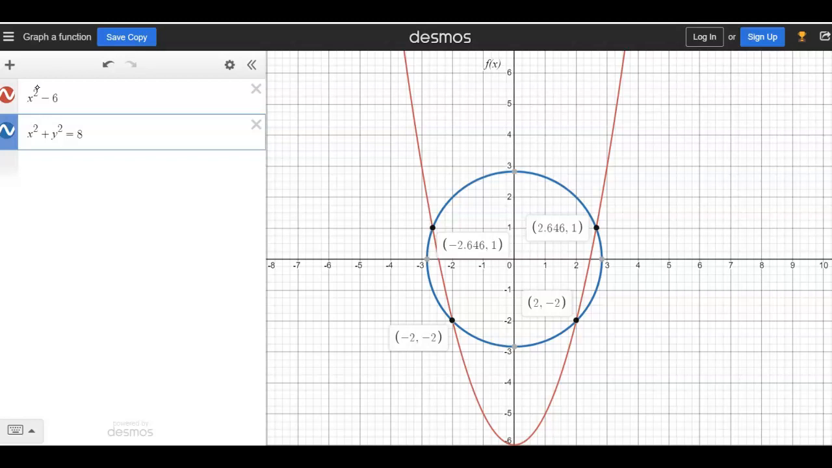Desmos is free. You can do that online. Okay. But on your test, you have to graph by hand.